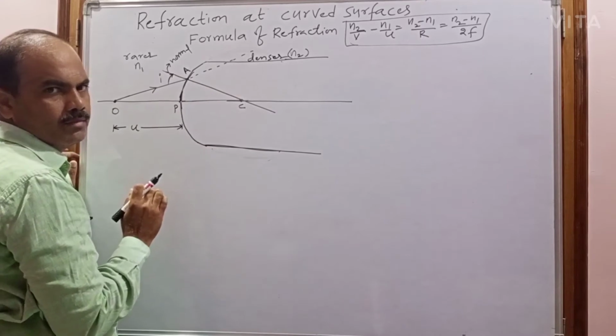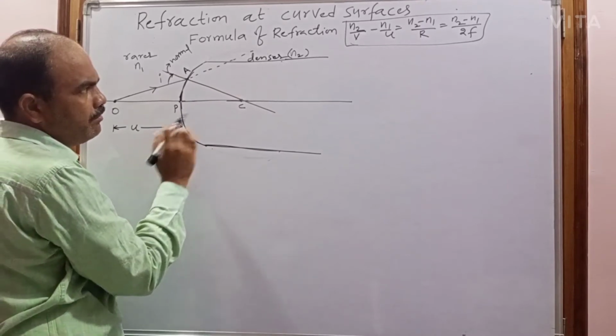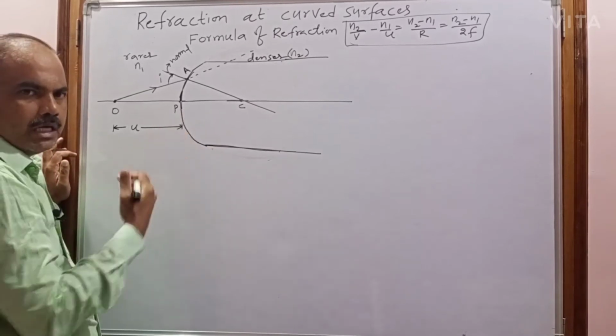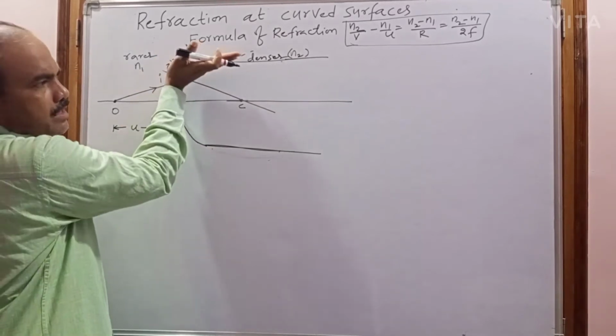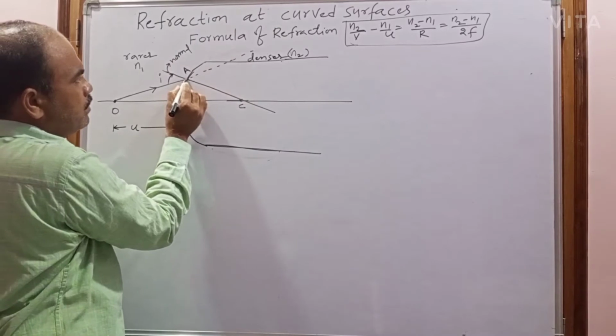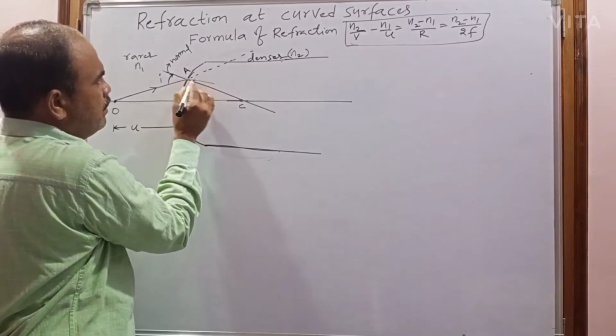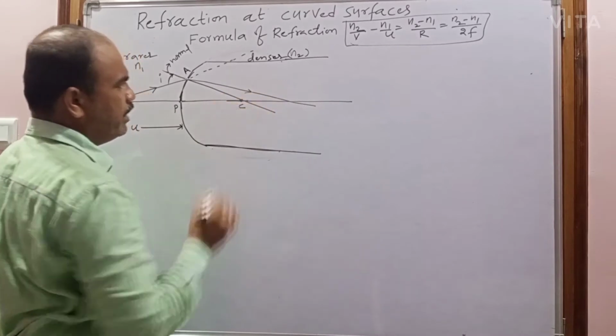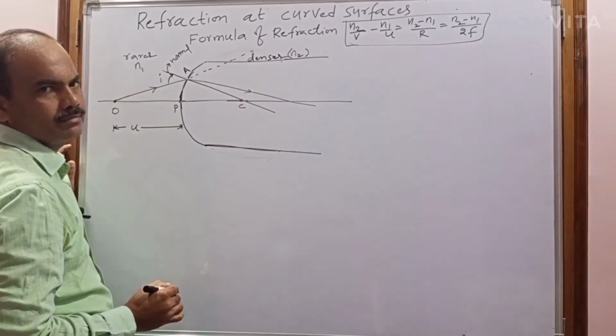Denser medium. So I already explained, when light travels from rarer medium to denser medium, it bends towards the normal. So this is the light ray, and it bends towards the normal. After bending towards the normal, this is the path of the light, and this light ray will be known as the refracted ray.